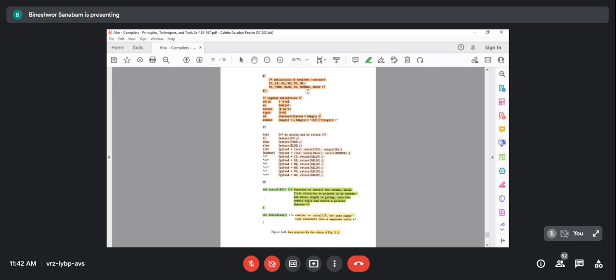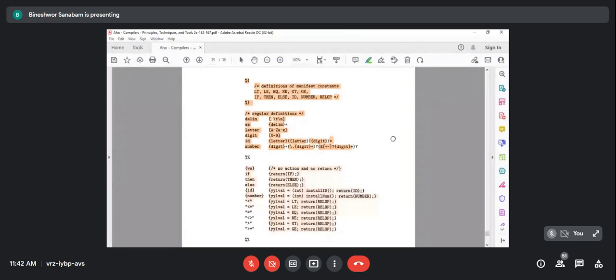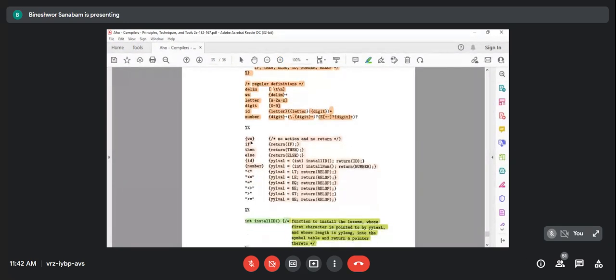If we look over here, we have all those definitions: delimiter, white space, letter, digit, identifier, then number. Once we have these definitions, here we write the pattern with action. In these translation rules, whenever we find white space, we are not going to do any action, so we leave it empty.